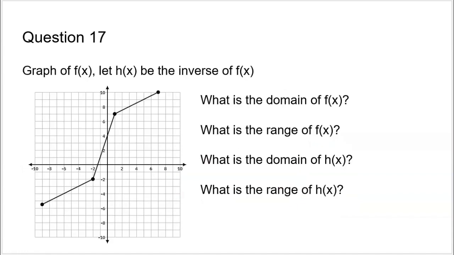All right, so here is a question. I'm going to do several different questions based on this graph, but here we have some type of piecewise function where we have this graph made up of these 3 linear pieces. All right, so this is a graph of f of x, and we're going to allow h of x to be the inverse of f. So just keep in mind that h of x is the inverse of f.